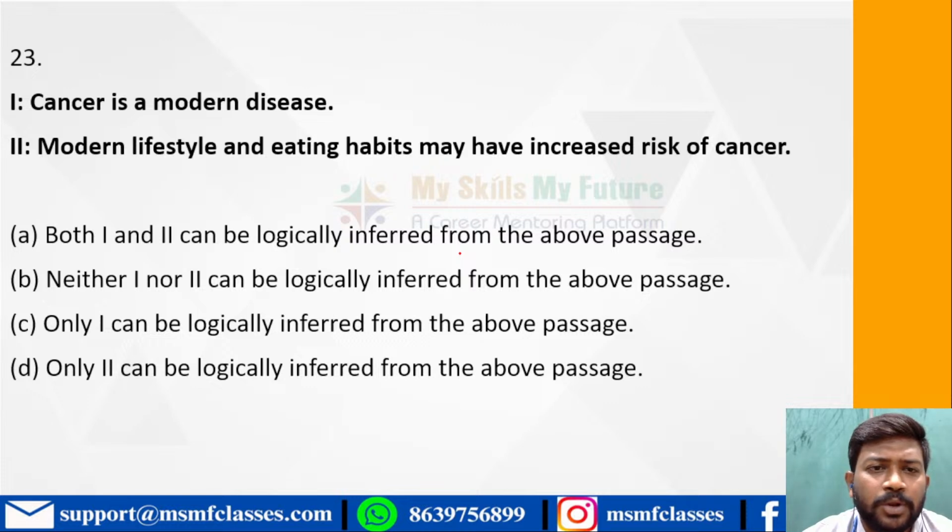Only 2 can be logically inferred from the above passage. So cancer is a modern disease. Modern lifestyle and eating habits may have increased risk of cancer. This is actually inferred from the passage, not this one, I think. So you can eliminate 1 and you can go with 2. Modern lifestyle and eating habits may have increased risk of cancer. So only 2 can be logically inferred from the above passage. D is the correct answer.